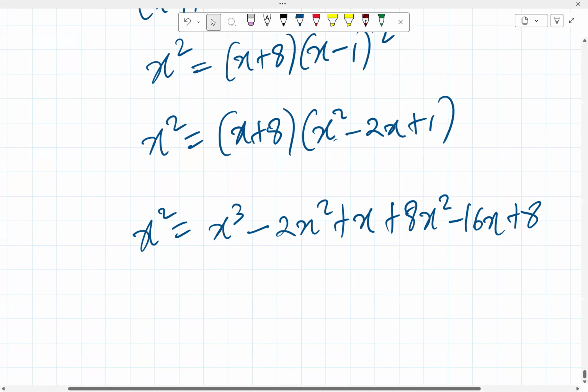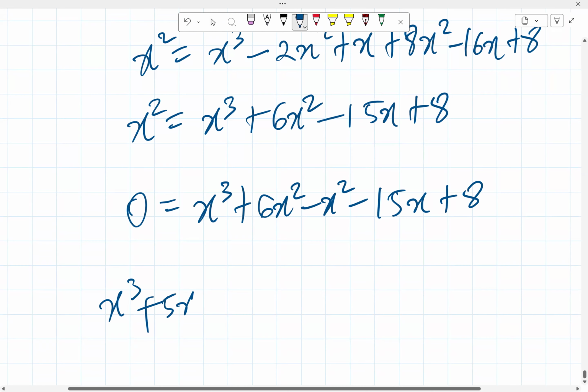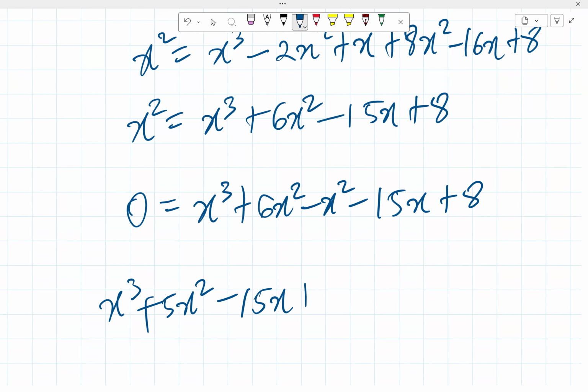So we can put all the terms together. So we have 0 equals x cubed plus 6x squared minus x squared minus 15x plus 8. So in all, we have x cubed plus 5x squared minus 15x plus 8 equals 0. From the polynomial equations that we solved the other time, we can then begin to look for the roots of this now.